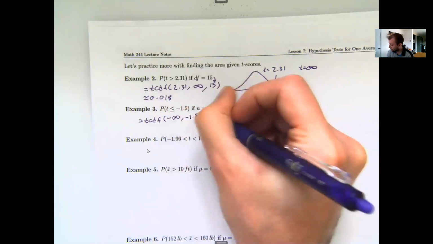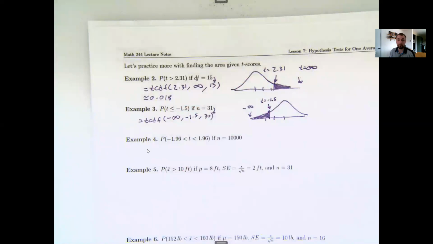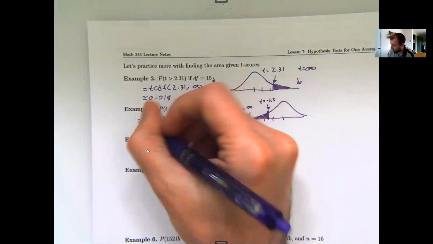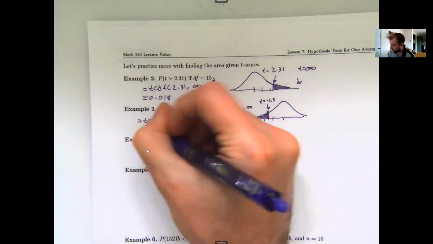31 samples gives me a degree of freedom of 30. TCDF, negative whole bunch of 9s, negative 1.5, and 30. This gives me an area of 0.072%.